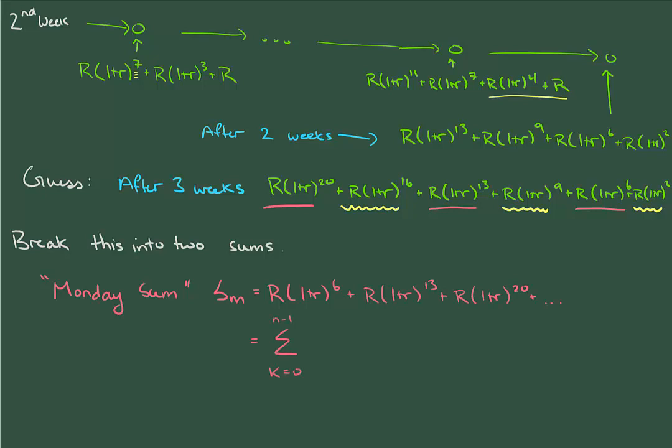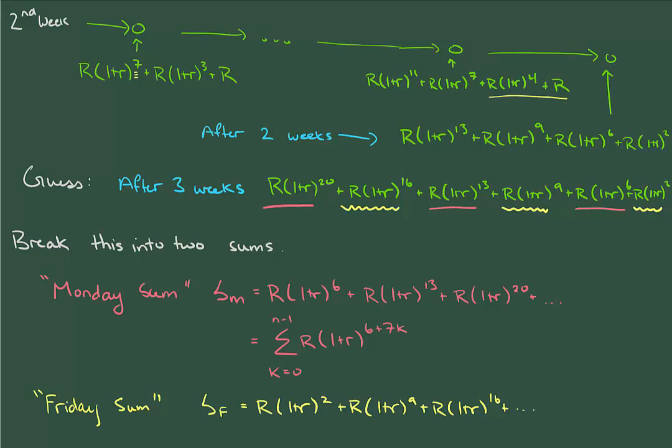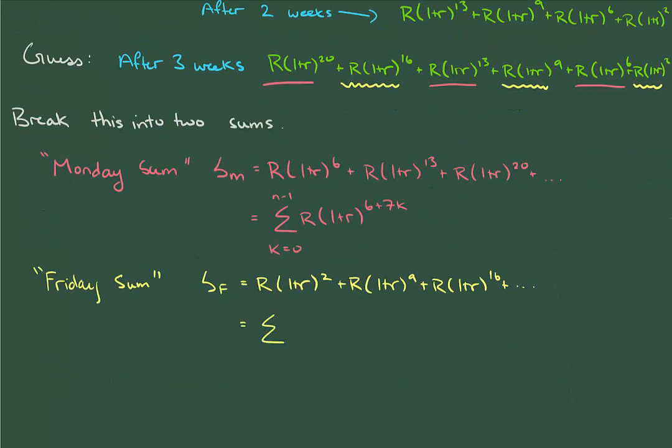We can tidy this up a little bit using sigma notation. Now we'll do the same thing for the Friday sum, S sub f. It starts with a power of 2 and climbs by 7 for each subsequent term, and we'll also tidy this up using sigma notation as follows.